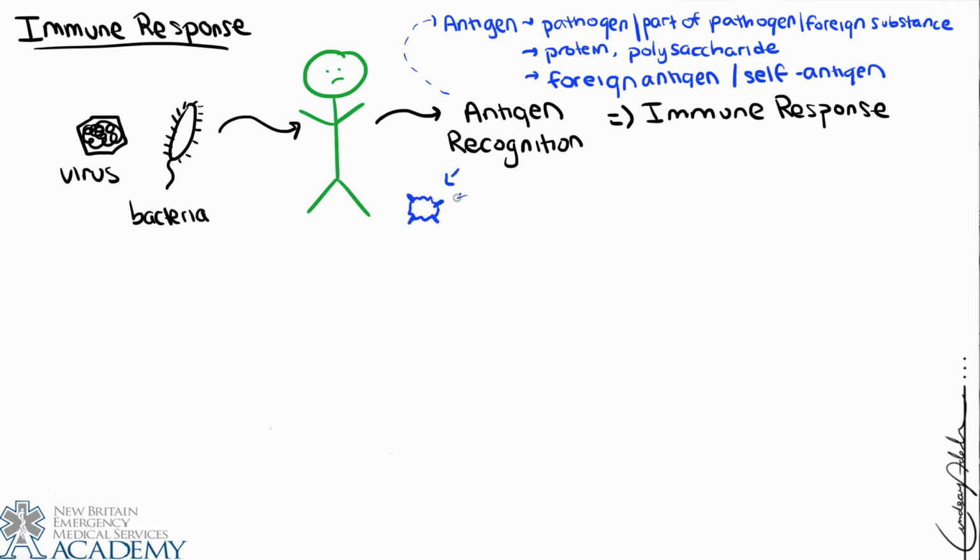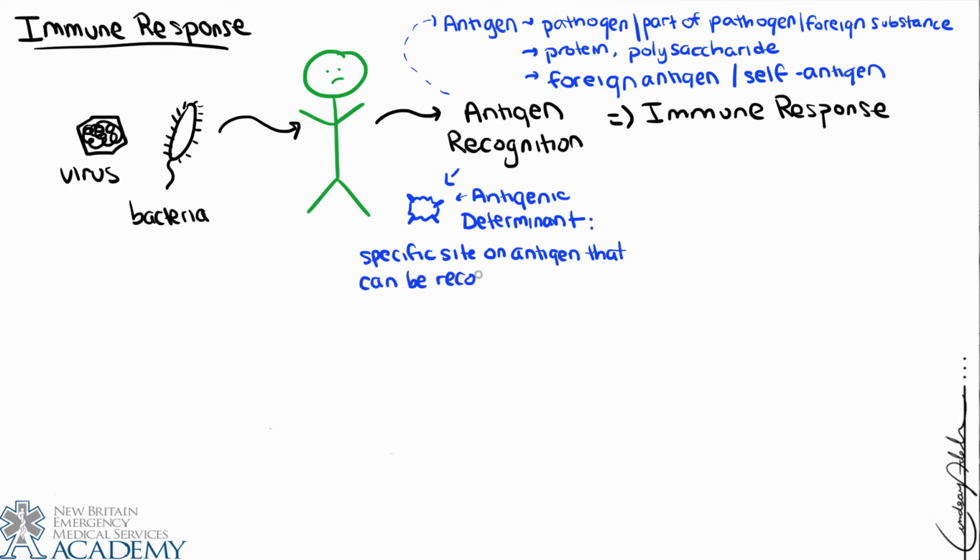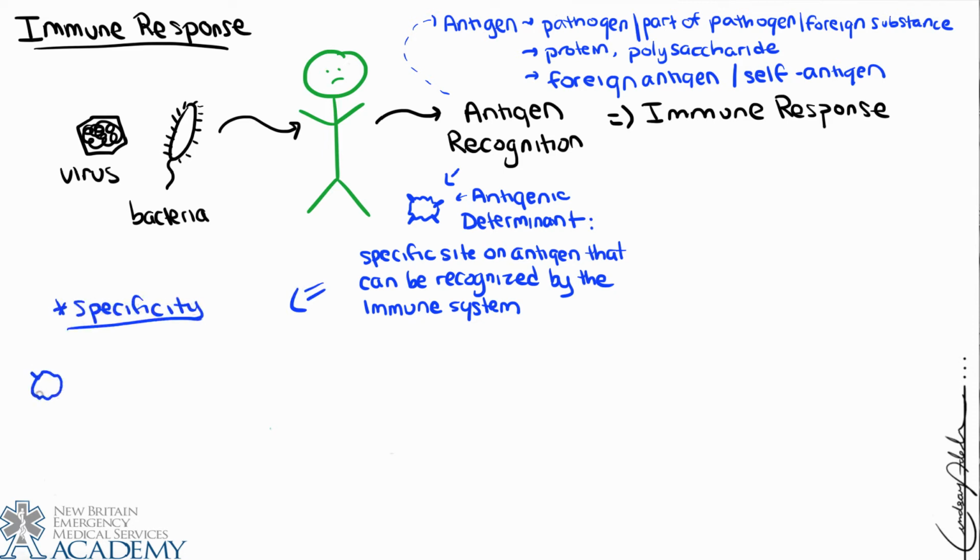So we have this idea called antigenic determinants. Antigens have specific sites on them that can be recognized by the immune system, and those sites are called the antigenic determinants. Not every piece of the antigen is necessarily bad or necessarily visible, but those particular sites can be recognized by the immune system. And so I want to introduce this idea of specificity. Let's draw a couple of different antigens, and you can see their antigenic determinants.